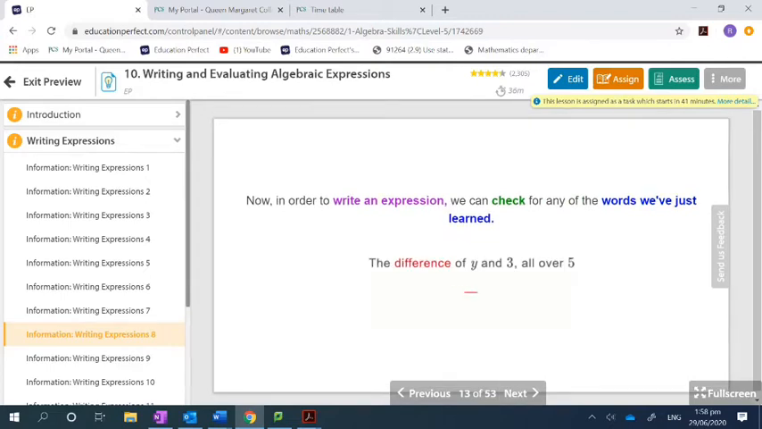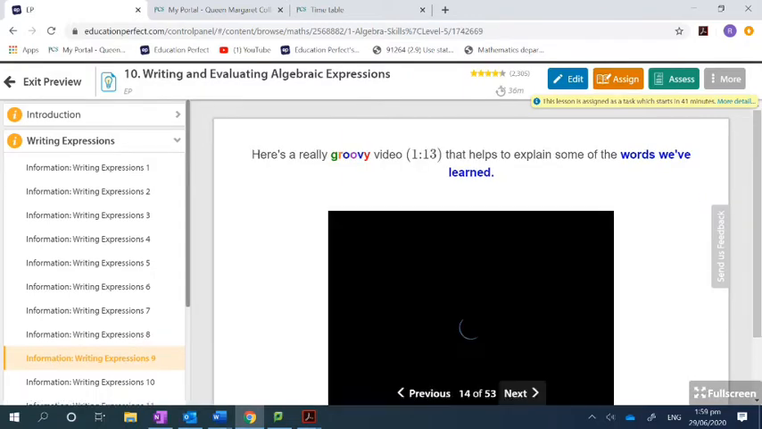Let's write an expression and we can check the words. So the difference of y and 3. Difference means what operation? Subtract. All over. All over what? 5. And so that means that entire difference over 5. So all means like? All means everything that came before that, right? Okay. So everything that came before that would go over. So this entire difference of y minus 3 goes over the 5. Okay? Cool. Good deal.